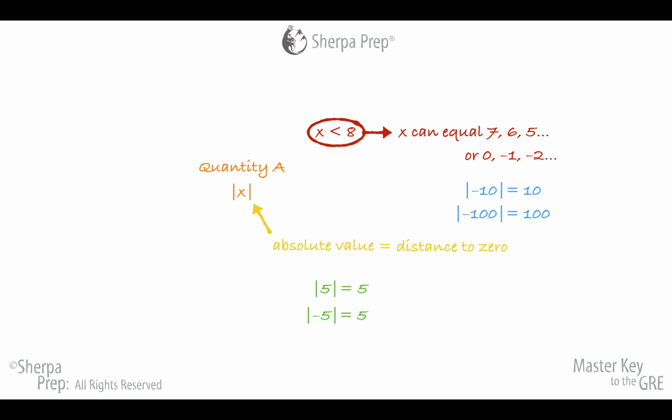And what this shows us is quantity A can be bigger than quantity B. And as we saw a few moments ago, quantity A could also be less than quantity B. And whenever you have more than one possible relationship between the two quantities, it means you don't have enough information. And that's why here the correct answer is D.